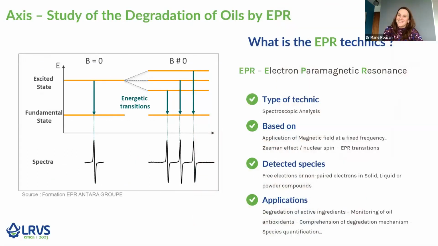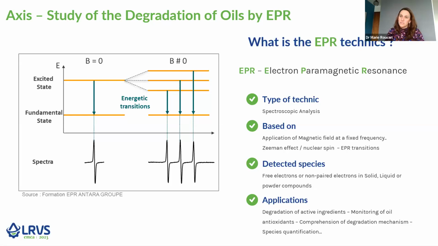So EPR, what does it stand for? It is electron paramagnetic resonance. This is a spectroscopic analysis. To make it simple, this is a technique where you have a sample which is irradiated with a magnetic field at a fixed frequency.